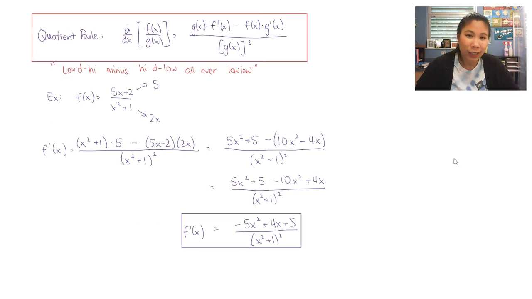So after distributing and combining like terms, I end up with negative 5x squared plus 4x plus 5 on top. On the bottom, even though we're saying we're squaring it, we don't need to FOIL it out. We're just going to save ourselves some time. Leaving it in that factored form is perfectly fine.